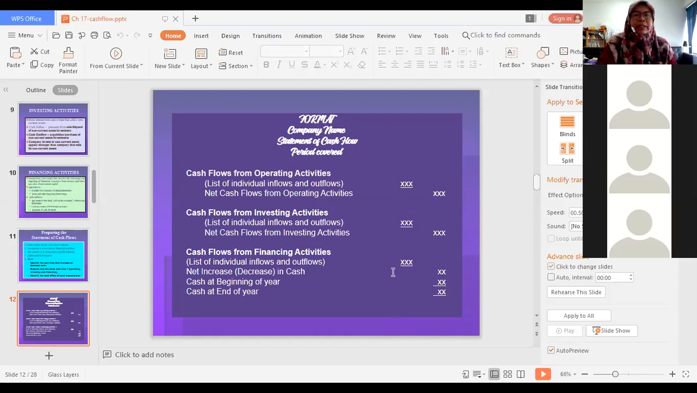So this is the first part of the cash flow. Below it there is more, but madam did not show it in this slide.